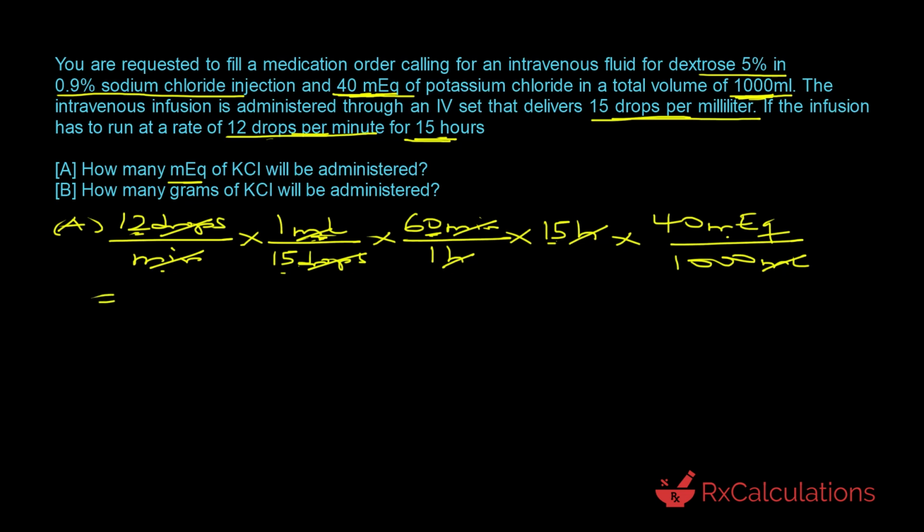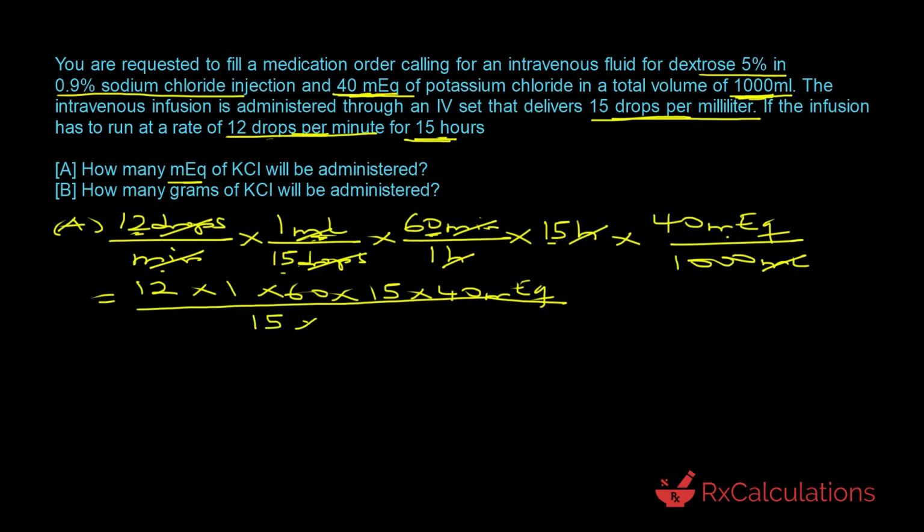So what that will look like is you have 12 times 1 times 60 times 15 times 40 milliequivalents. And if you divide that by the terms in the denominator, which will be 15 times 1,000, then that is going to give you 28.8 milliequivalents.